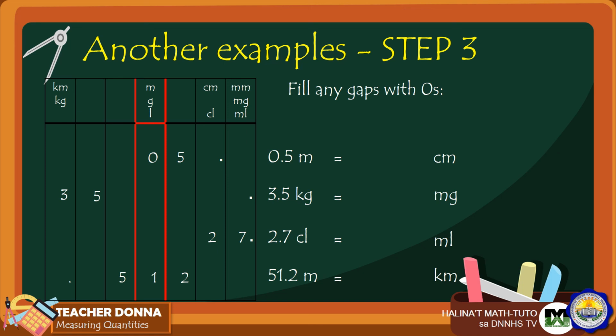Step number 3, fill any gaps with zeros. So, yung 0.5 meters natin, naging 50 centimeters. Yung 3.5 kilograms natin, naging 3,500,000 milligrams. Yung 2.7 centiliters natin, naging 27 milliliters. And then yung 51.2 meters, naging 0.0512 kilometers. So, do you have any questions?